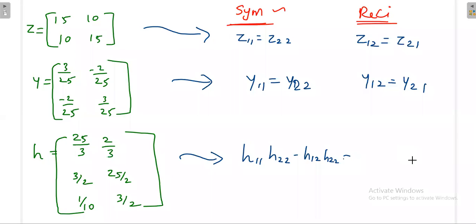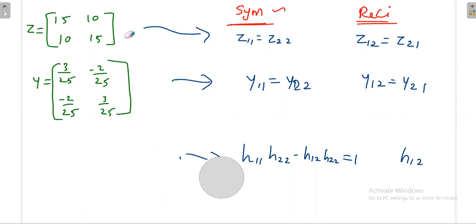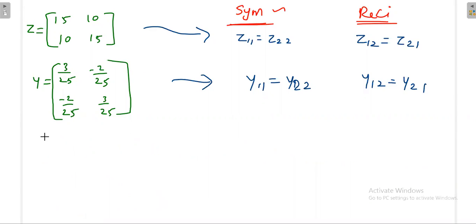If it is reciprocal, yes, some confusion is there here. We have written it wrongly. Wait, I'll rewrite this. The z parameter, the y parameter. Then what is the h parameter? 25 divided by 3 and then 2 by 3, then minus 2 by 3 and 1 by 15.